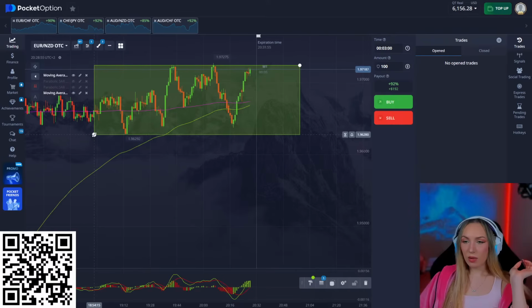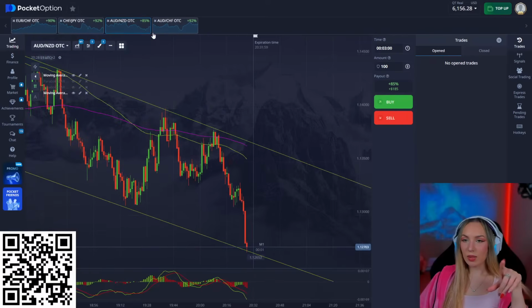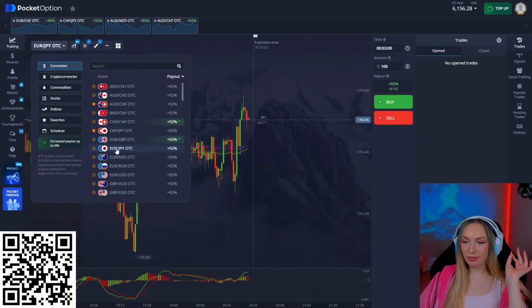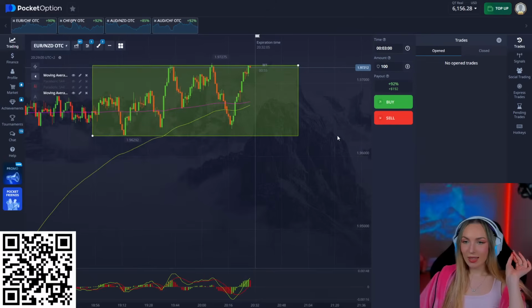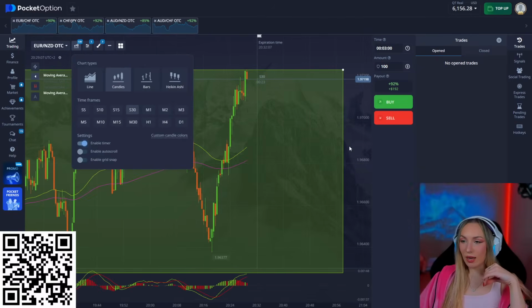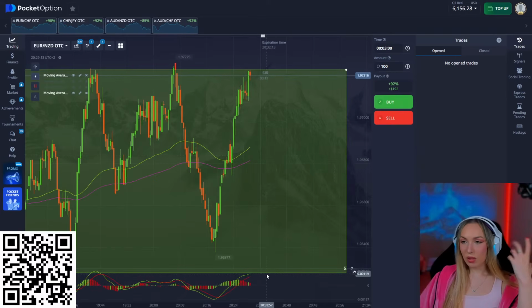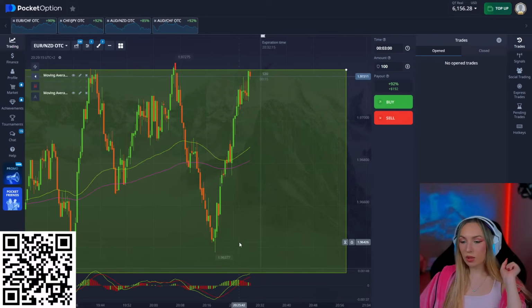So far, the best one is this one, AUD NZD for me. The best structure. This one can go down. The MACD lines are in the overbought zone. If they're gonna cross, this will be the perfect signal to open the trade in the downward direction.